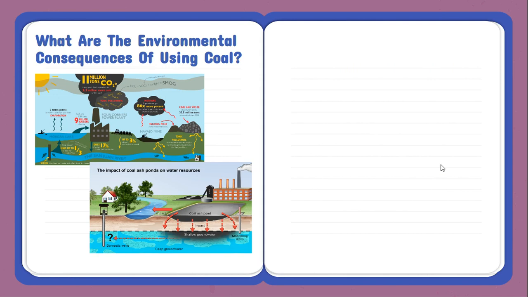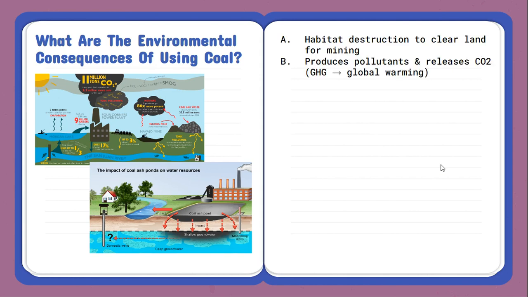What are some of the then environmental consequences of using coal? Well, two major pieces here. One would be the habitat destruction that is used in order to mine for coal. And two would be the fact that it produces several different air pollutants, as well as greenhouse gases that are going to influence global warming and climate change.